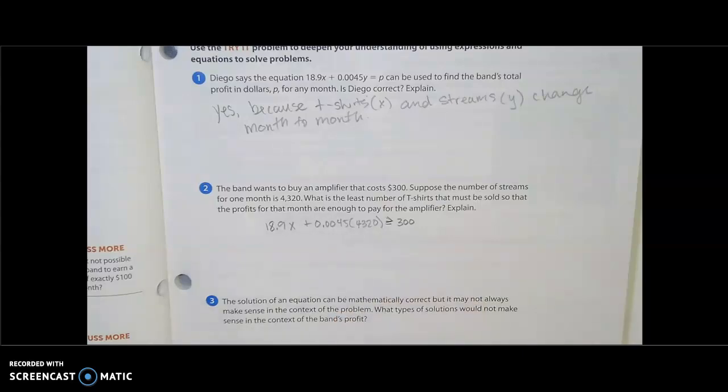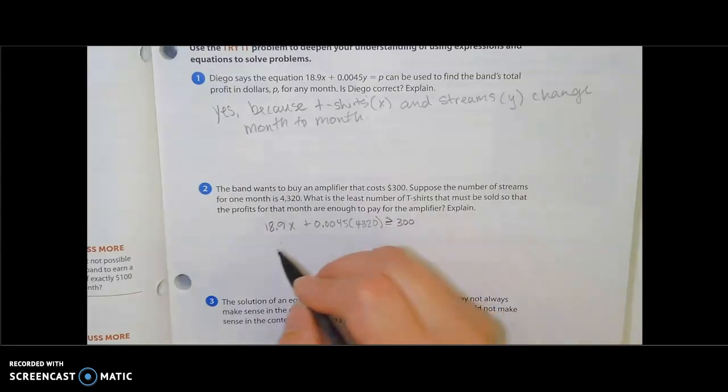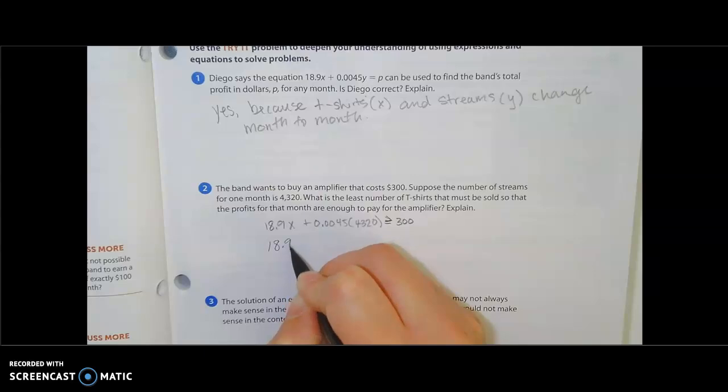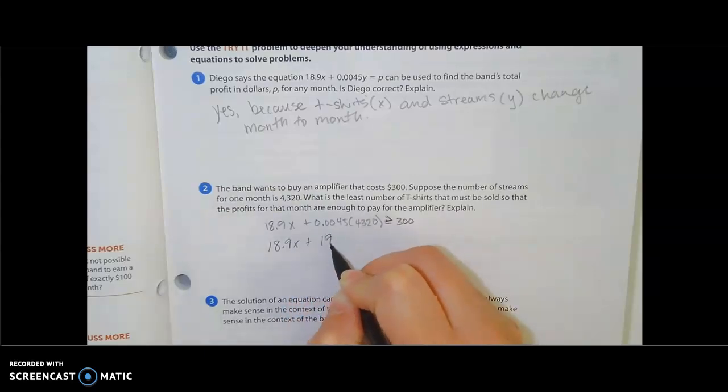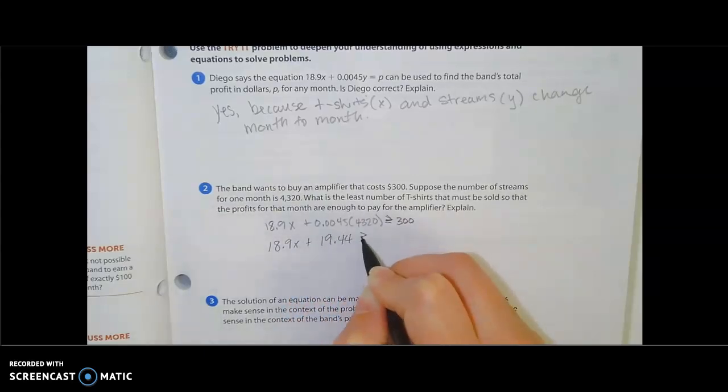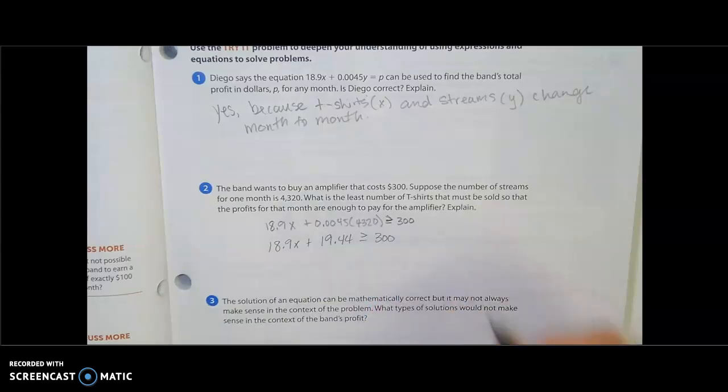So I'm going to do the multiplication. What is the 0.0045 times 4,320? 4,320 times 0.0045 is 19.44. So 18.90x plus 19.44 has to be greater than or equal to 300.